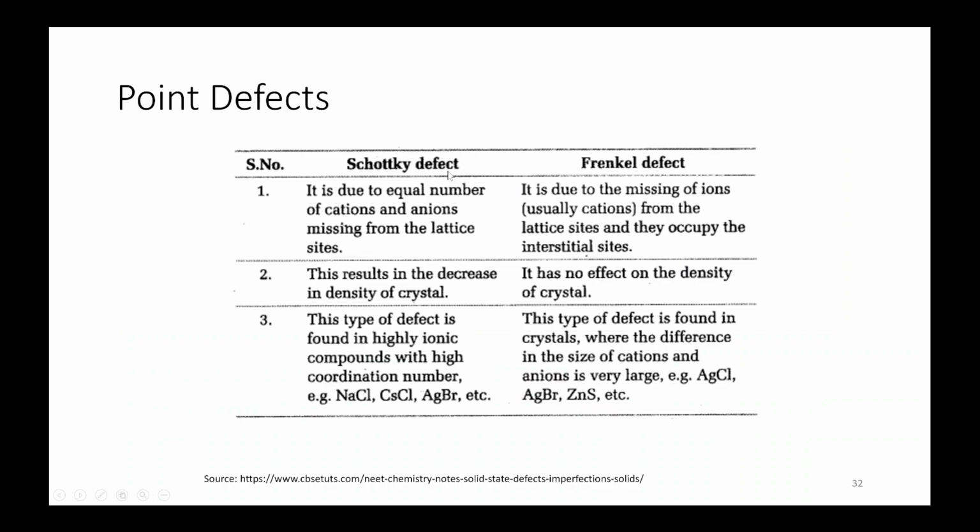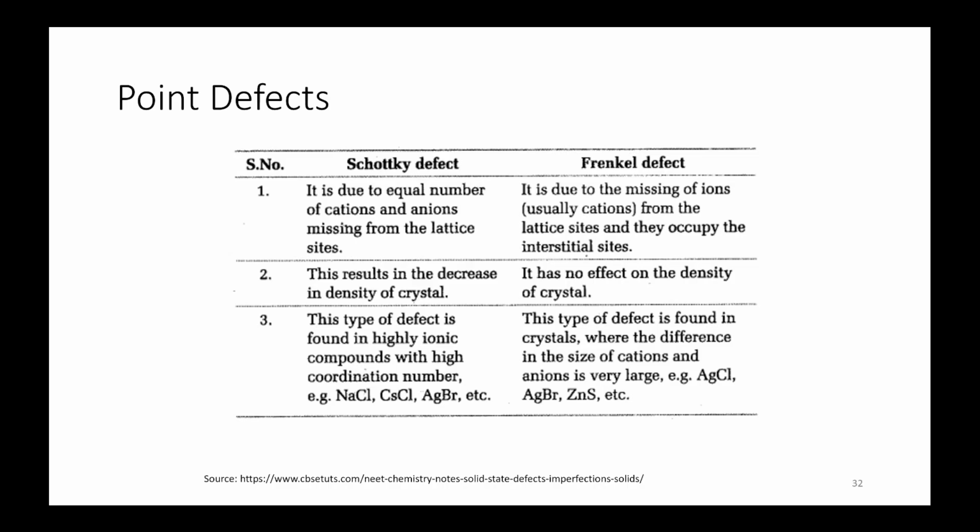And in case of Schottky defects, it is due to equal number of cations and anions missing from the lattice sites, and this results in decrease in density of crystal because the atoms are reducing in the crystal. And this type of defect is found in highly ionic compounds with high coordination number, so NaCl, cesium chloride, AgBr, etc.